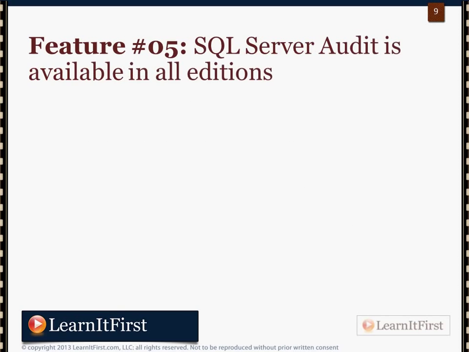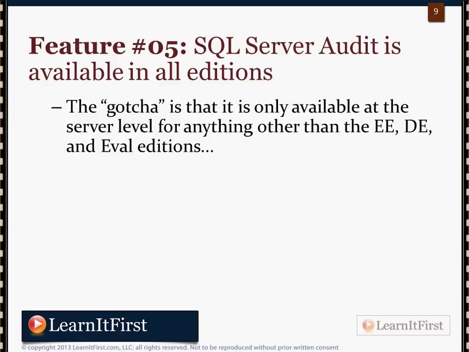Okay. So, feature number 5. This is not necessarily a new feature, but it is a change, new functionality maybe. SQL Server Audit, we will see a little bit later, I think in chapter 16. And this is now available in all editions. Okay? It used to be only available for the enterprise previously. The only gotcha is that you can only audit at the server level unless you're at enterprise. Okay? So you can't do database level auditing.